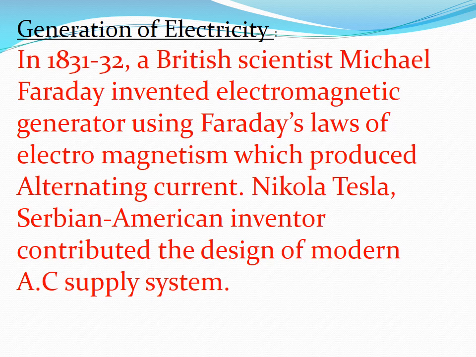Generation of electricity. The next one, generation of electricity. In 1831 to 32, British scientist Michael Faraday invented electromagnetic generation using Faraday's law of electromagnetism, which produces alternating current.